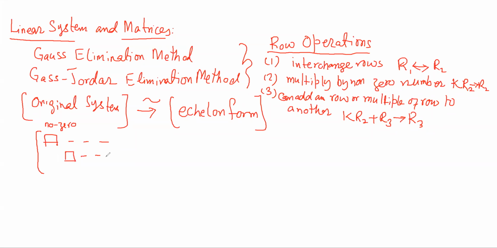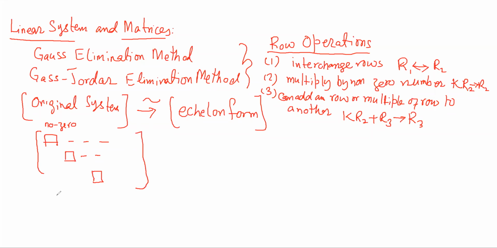And then there will be other terms. In the third row, the first non-zero term from the left is called the leading term. Now it will be in either column 3 or column 4. If it is not in column 3, then it may be in column 4, but it cannot be in column 1. If it is in column 1, then that will not be an echelon form.